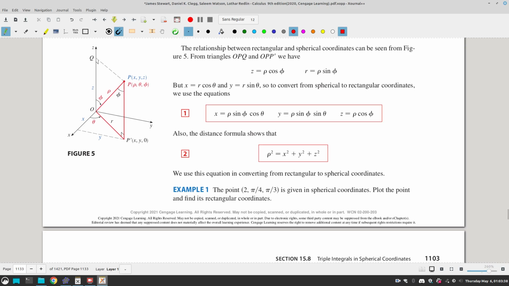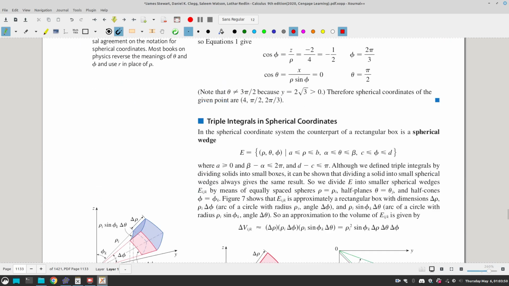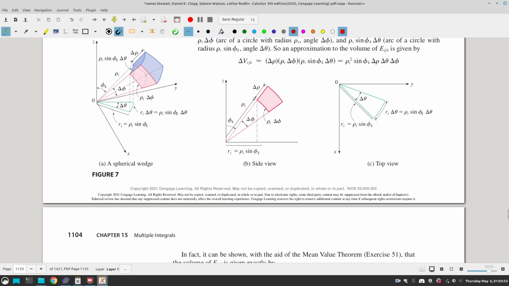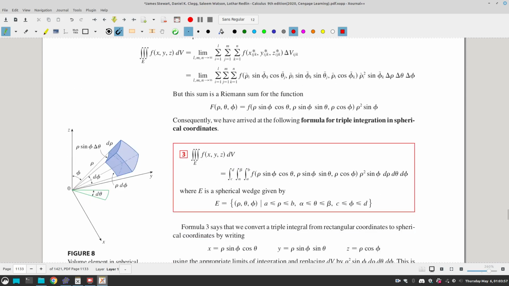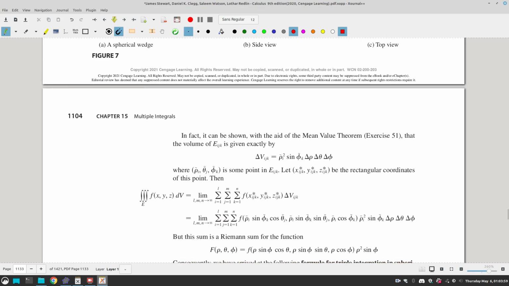And of course, when you add x squared plus y squared plus z squared, and you use your trigonometric formulae, you should get x squared plus y squared plus z squared is equal to rho squared. All right. So next thing we do is we're going to do triple integrals in spherical coordinates.